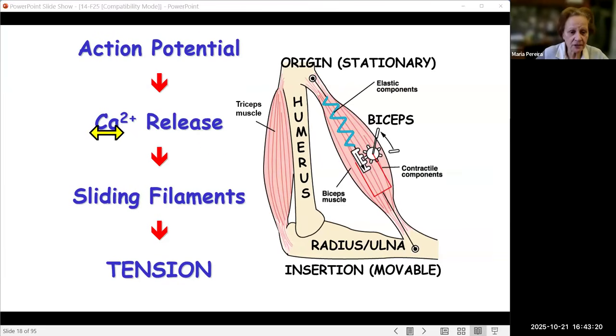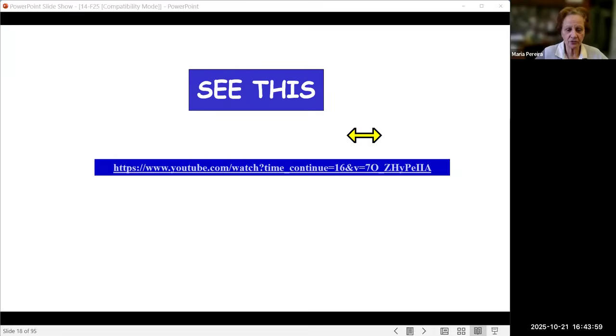So now you go from the action potential generated by the opening of sodium channels. Then you have calcium release from the sarcoplasmic reticulum. Then you have sliding filaments, and you have the development of tension. So here you see the muscle, the biceps and the triceps, the humerus, the radius. So they're attached to the bone. And now, because the sarcomere is decreasing in size, the whole muscle, because you have thousands and thousands of muscle fibers and thousands and thousands of sarcomeres within each muscle fiber, you have the contraction, and this develops tension. Okay, this is for you to see at home.